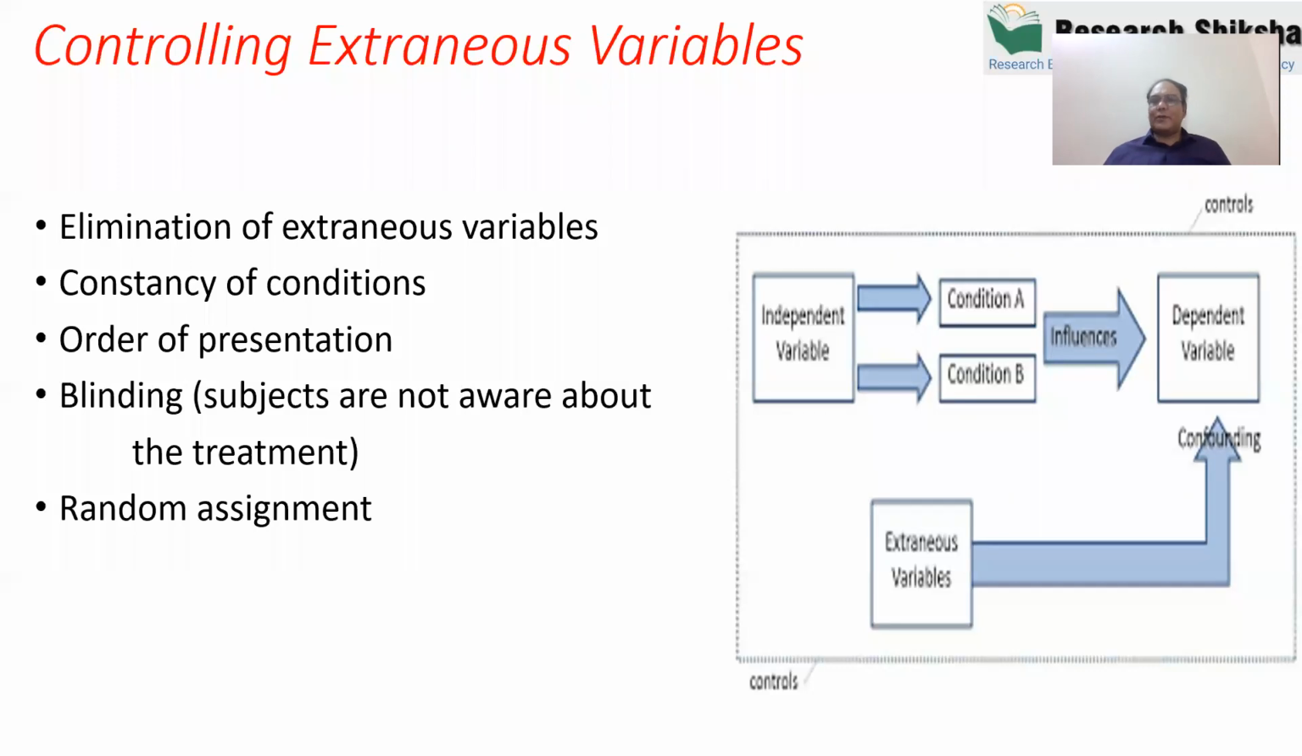So these problems are known as extraneous variables. I hope you now understand what extraneous variables are. When somebody asks you what are the possible extraneous variables in the experimental design, you should be aware of that, right?